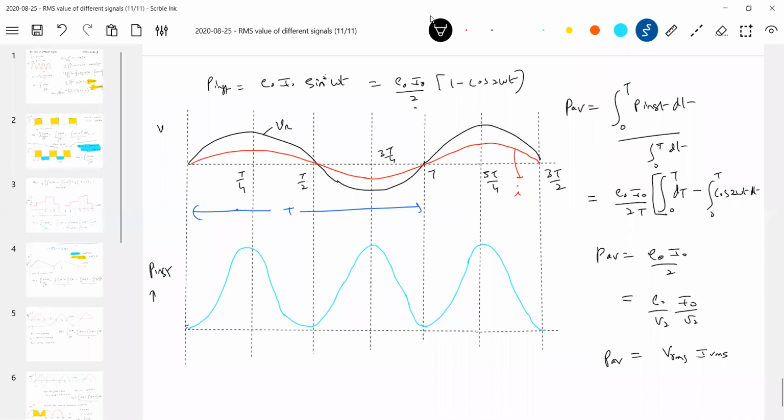So how much are we getting? E naught I naught is the maximum value. The average power, how much average power? Average power will be half of that. I think the graph itself will show that one. This is the average power.